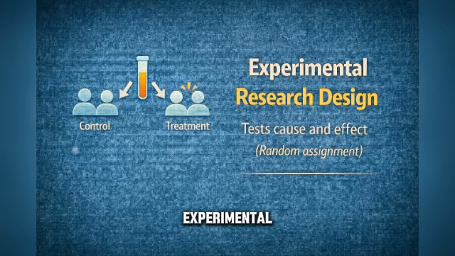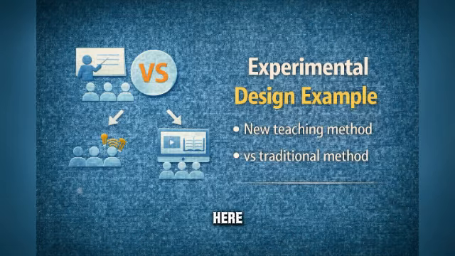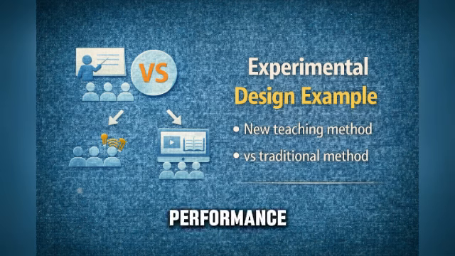Now let's move to experimental research design. Experimental design is used to establish cause-effect relationships. It answers the question, does X cause Y? This design involves manipulation of an independent variable, control groups, random assignment. Here is an example of experimental research design. A researcher tests whether a new teaching method improves student performance. Students are randomly assigned to a treatment group and a control group. Only the teaching method is changed, and performance is measured afterward.